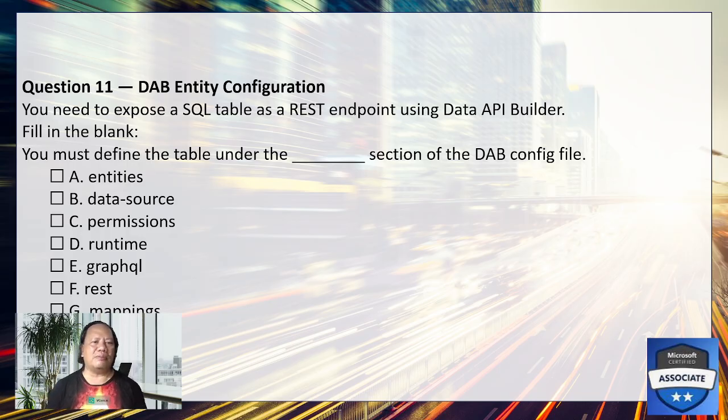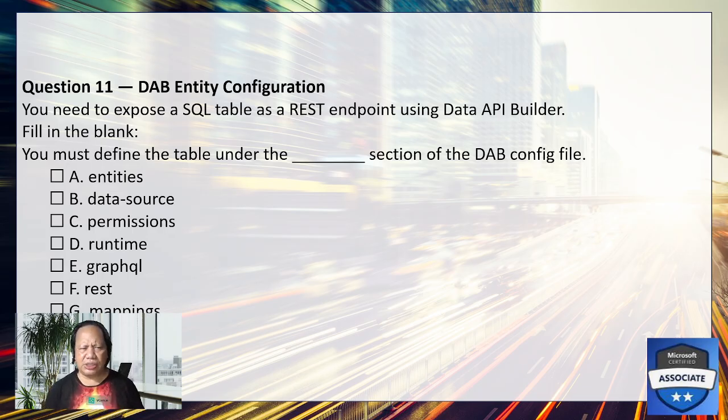Okay, for DAB, that's Data API Builder, you need to expose a SQL table as a REST endpoint using Data API Builder. You must define the table under the blank section of the DAB config file. A. Entities. B. Data source. C. Permission. D. Runtime. E. GraphQL. F. REST. G. Mapping.